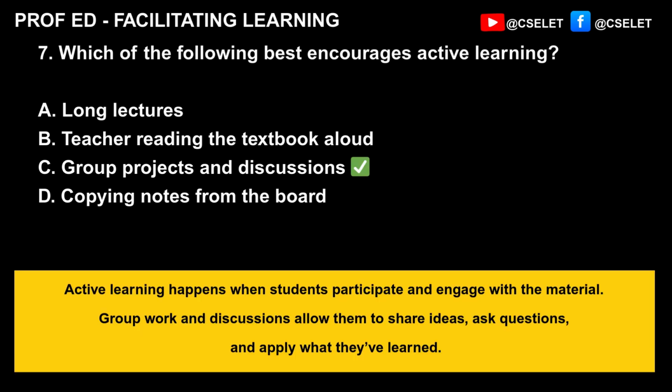The correct answer is letter C. Group projects and discussions. Active learning happens when students participate and engage with the material. Group work and discussions allow them to share ideas, ask questions, and apply what they've learned.